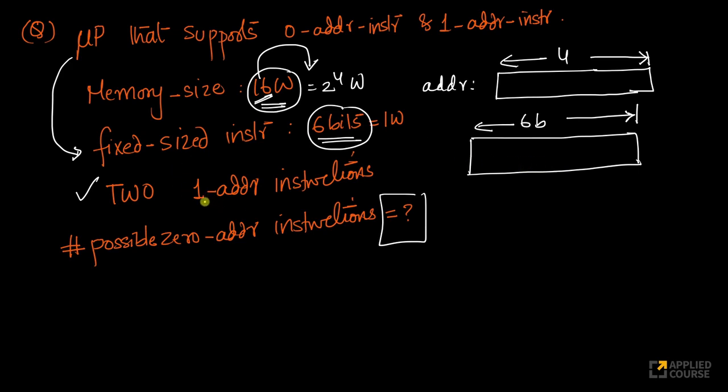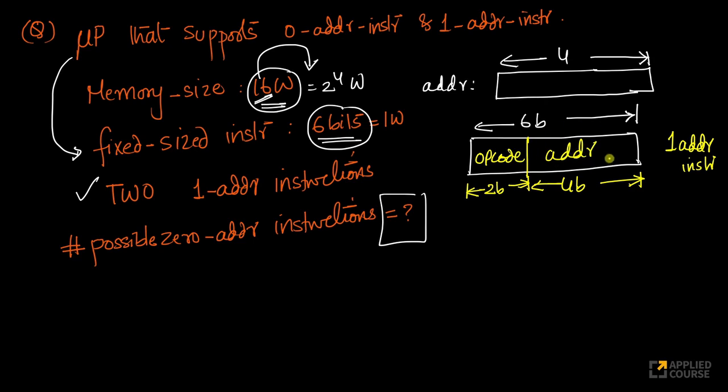I have 2 one address instructions. First, let's look at it from the perspective of one address instructions. In one address instructions, my address itself will take 4 bits, which means I have only 2 bits for my opcode. So this is my opcode and this is my operand address. We are looking at a microprocessor that supports both 0 address and 1 address instructions. The memory address size is 4 bits, so I have only 2 bits for the opcode as far as 1 address instructions are concerned.